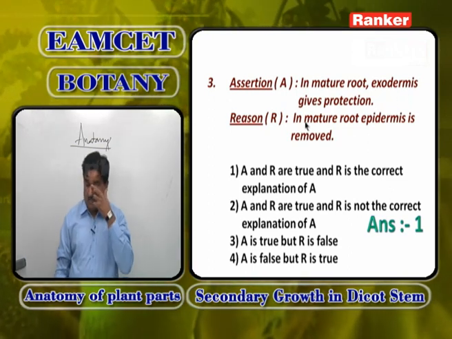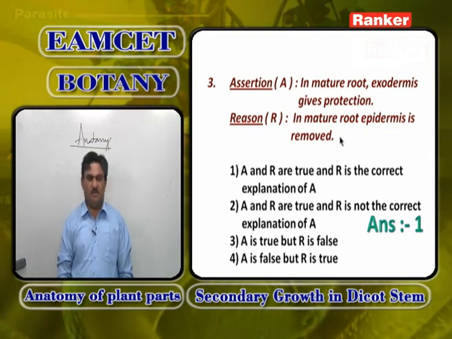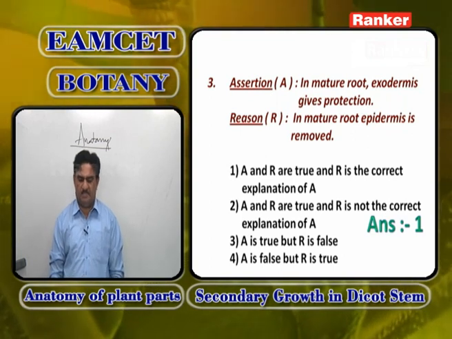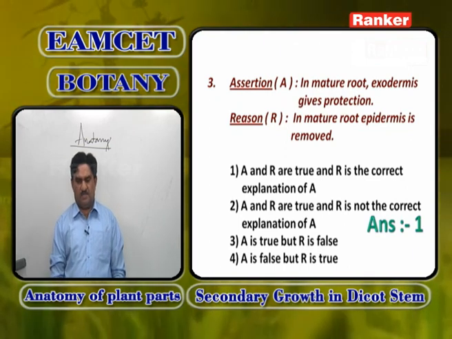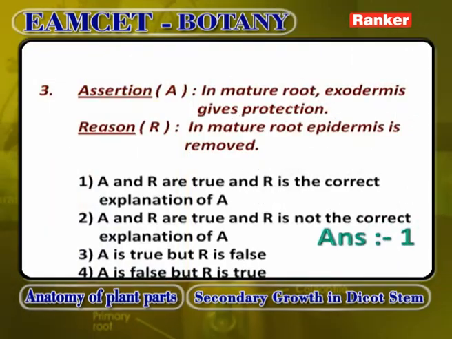Then the reason: in mature root, epidermis is removed. Sometimes in a mature root the epidermis is removed, and then the protection is given by exodermis. Both are linked with each other. So A and R are true, and R is the correct explanation of A. So exodermis shows the chemical substance suberin. Suberized cells are present.